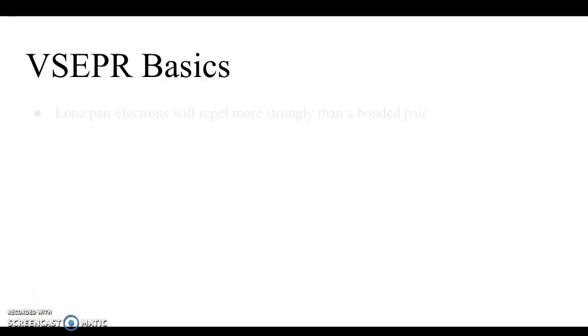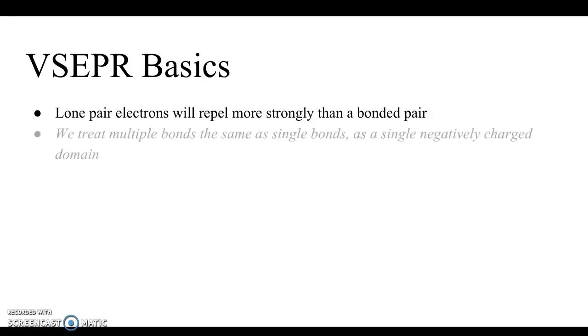So, basics of VSEPR. First and foremost, lone pairs of electrons, so non-bonded pairs of electrons, have more repulsion than bonded pairs of electrons. Essentially, they take up more space in our molecule. Another thing that sounds a little odd is we treat multiple bonds the same as single bonds. So we really just think of it as a negatively charged domain.